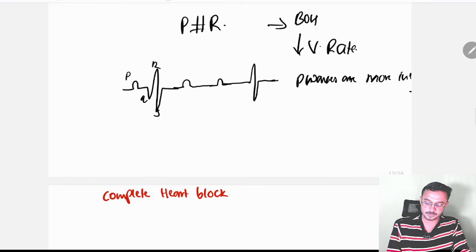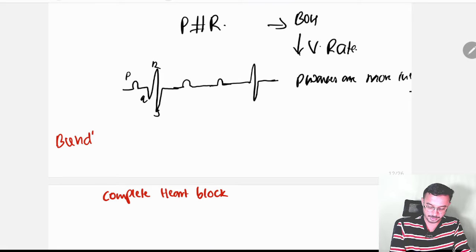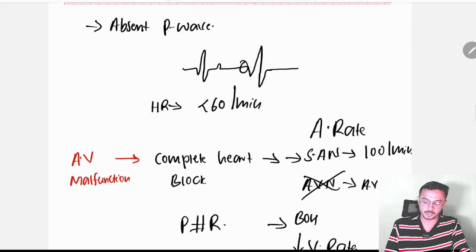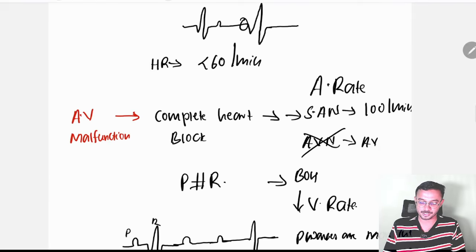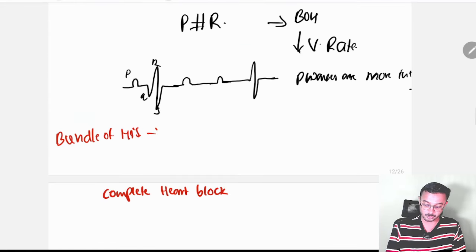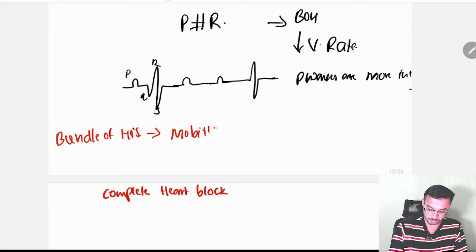And next, one more condition is whenever the bundle of His won't fire, then who will come into action? Purkinje fiber. So when the bundle of His won't function, we'll get Mobitz 2 heart block.